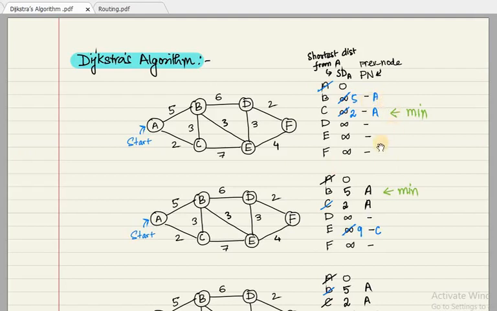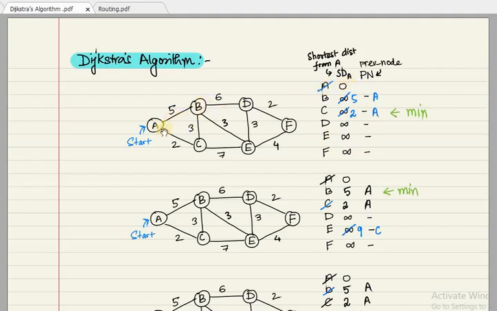Okay, so now let's start. Initially there were no blue markings. This was just in black. If you concentrate on the text which is black, we have A, B, C, D, E, F, and we have 0, infinity, infinity, infinity, infinity, infinity. And then we don't know the previous nodes of the respective nodes. What I mean by that is, to go from A to A the distance will be 0, so we just write down 0.